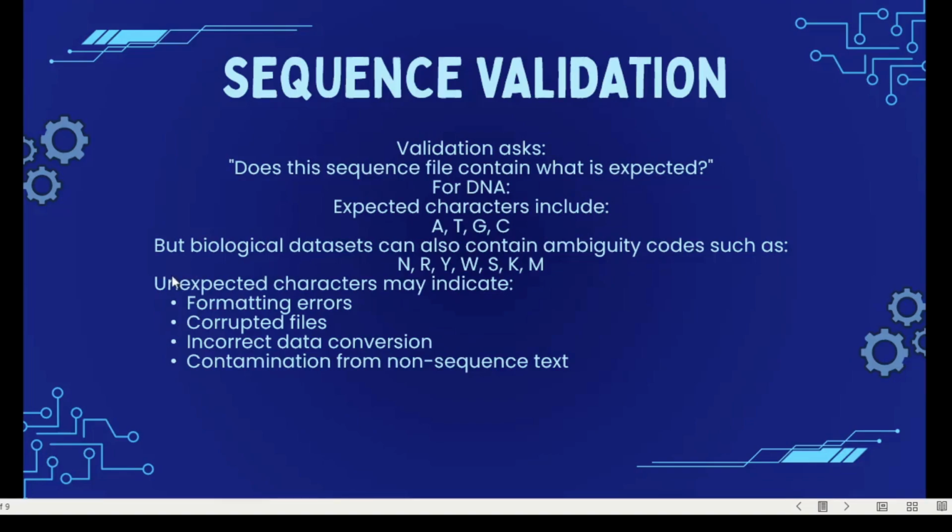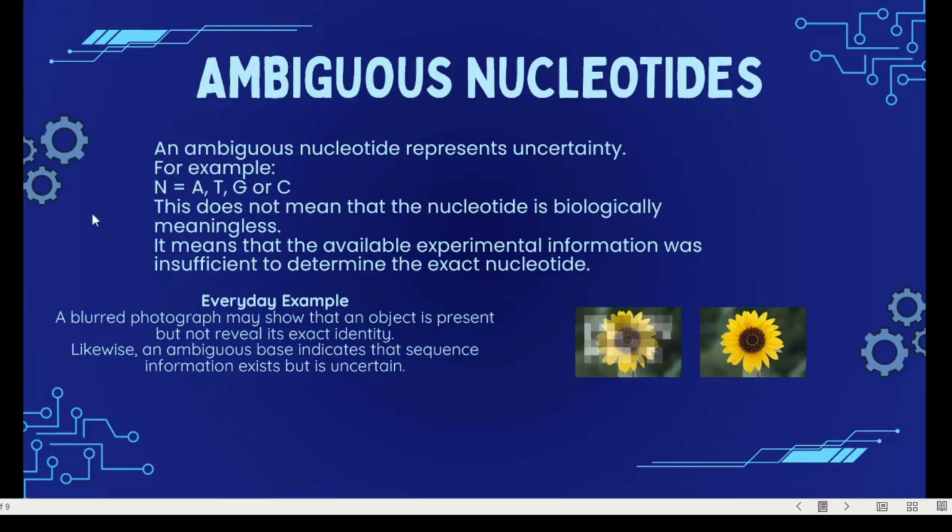But sometimes biological datasets can also contain ambiguity codes such as N, R, Y, W, S, K, M. This character may indicate formatting errors, corrupted files, incorrect data conversion, or contamination from non-sequence text by any source. I'm not pointing to any source of contamination, but by any means this can happen in large FASTA sequences. So now see, ambiguous nucleotides.